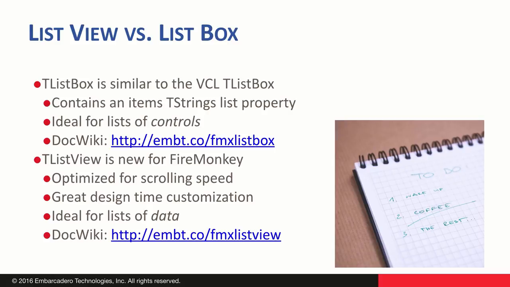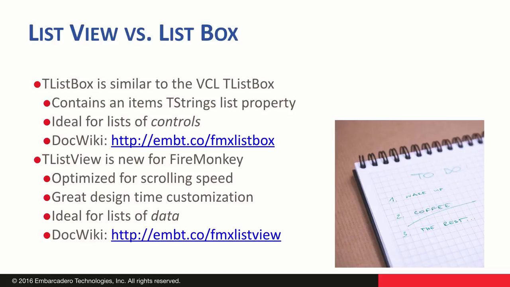But a list box is also flexible in that you can add lists of controls. So you can put controls in there and customize those controls, and the user can then scroll through these lists of controls. So very, very flexible. Pretty much you can put anything you want into a TListBox.